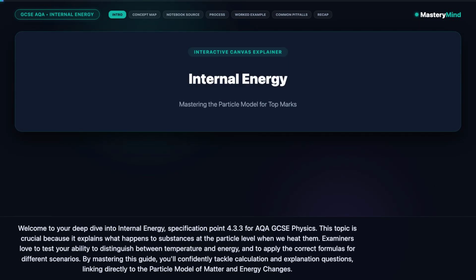Welcome to your deep dive into internal energy, specification point 4.3.3 for AQA GCSE Physics. This topic is crucial because it explains what happens to substances at the particle level when we heat them. Examiners love to test your ability to distinguish between temperature and energy, and to apply the correct formulas for different scenarios. By mastering this guide, you'll confidently tackle calculation and explanation questions, linking directly to the particle model of matter and energy changes. Let's break down internal energy.